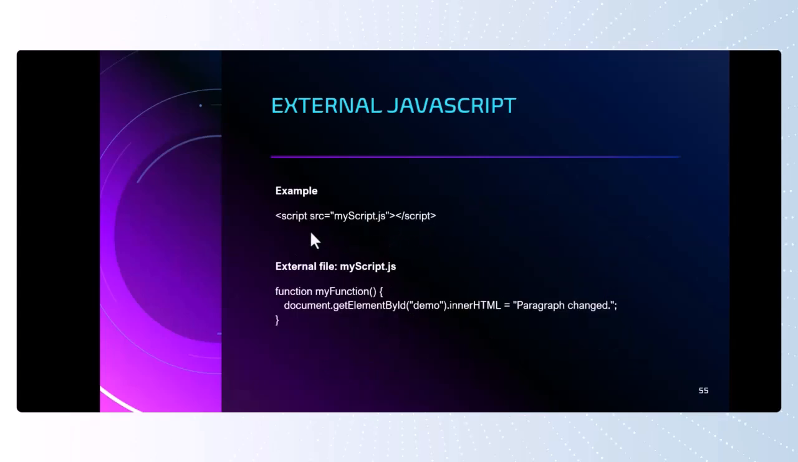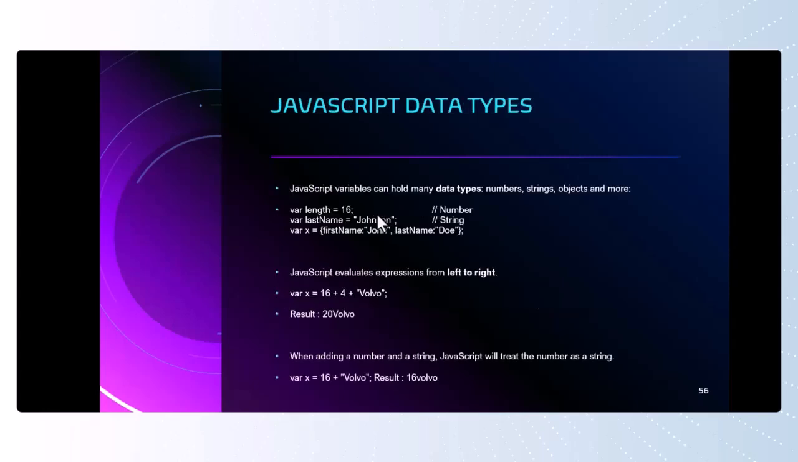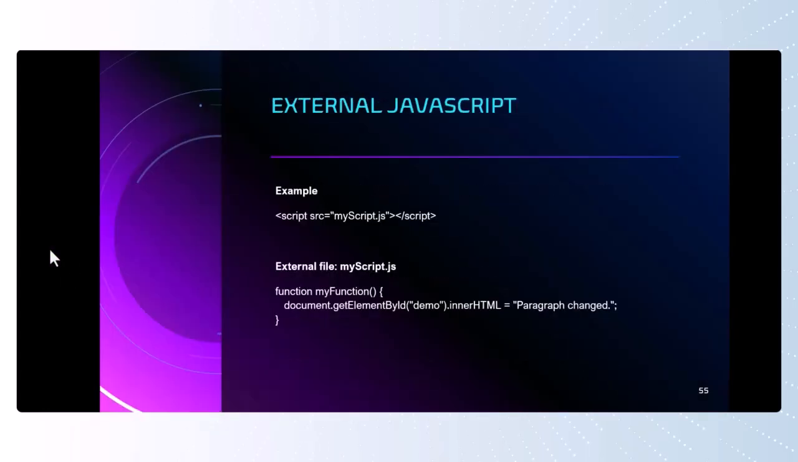So this is an example. Script source equals myscript.js, and then the closing script tag. This is going to be the file, myscript.js, a separate file with the JavaScript in it. All it has in it right now is this function. It's a function, and the name of the function is myFunction. It calls document.getElementById demo innerHTML, and then the paragraph changed.